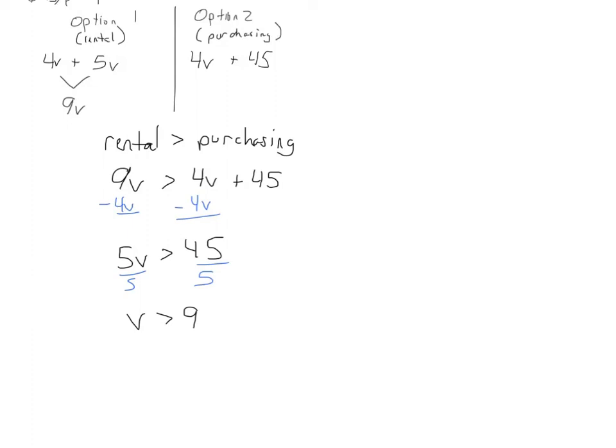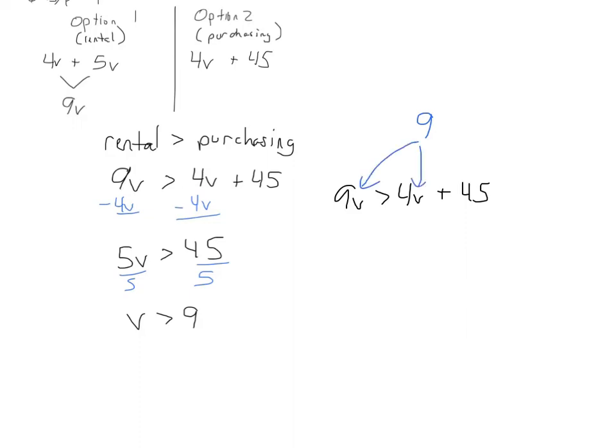Okay, so let's think about this. Let's go back to our original inequality we set up right there. 9V greater than 4V plus 45. Right? So our answer is you have to visit more than 9 times. V is greater than 9. So what happens if you only visit 9 times? Exactly 9. Let's see. We're going to plug in a 9 everywhere we see a V.